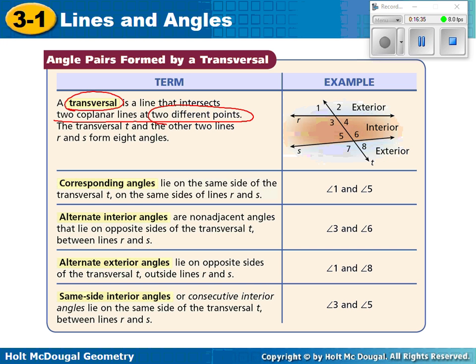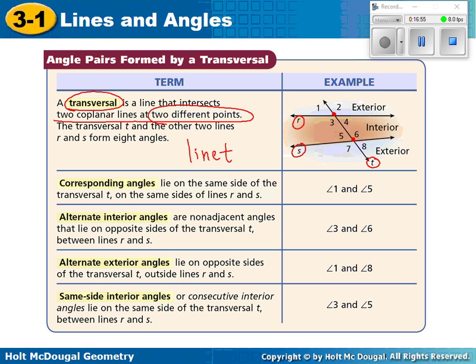Line T. Again, remember you can name lines by the little lowercase letters that are written out to the side. Those are not points on your line. They're just ways to name it. So we could say line T is the transversal because it's intersecting both line R and line S.